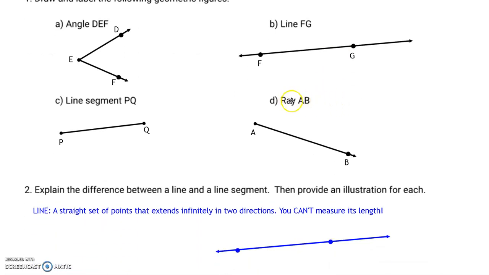However, with ray AB, it is 100% necessary for A to be the endpoint. So here we have one endpoint and one point that it passes through on the way to infinity. So make sure that this second letter, B, is the letter that corresponds to where the arrow is.